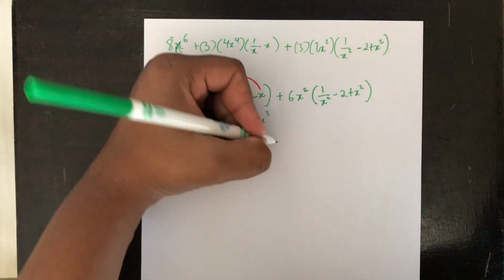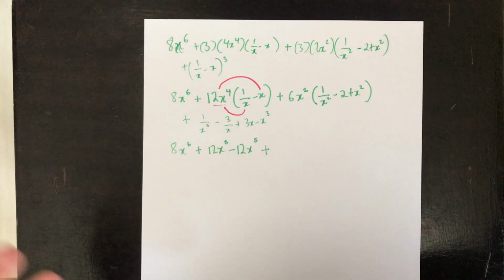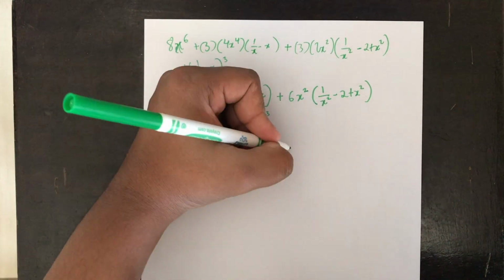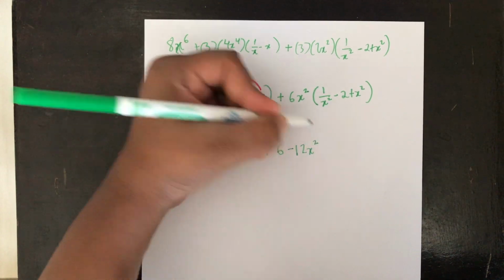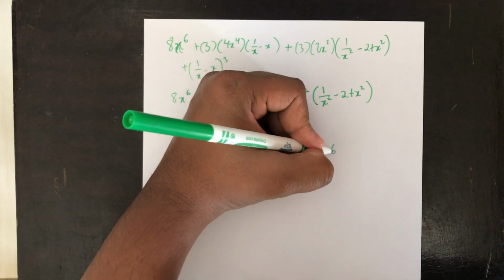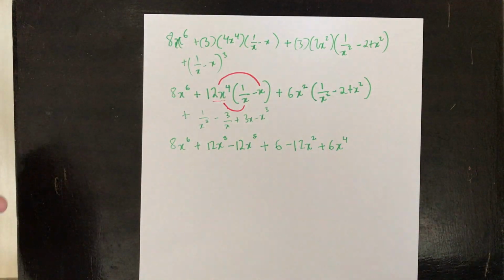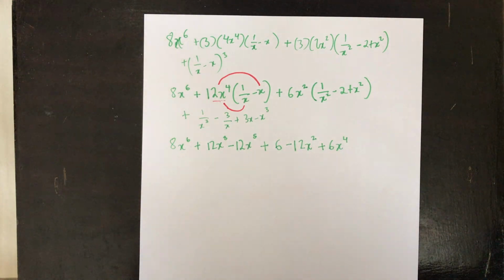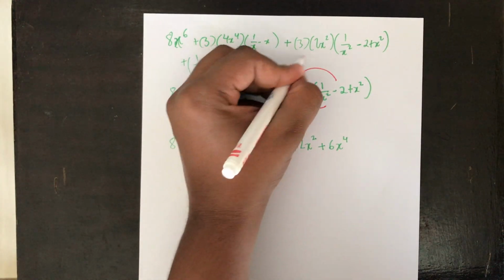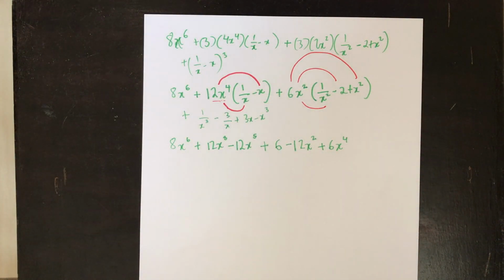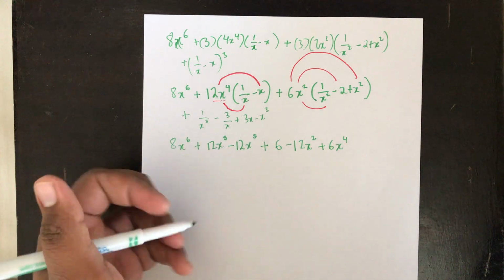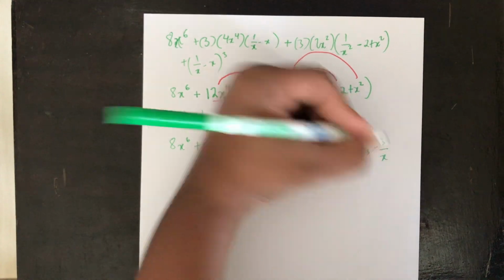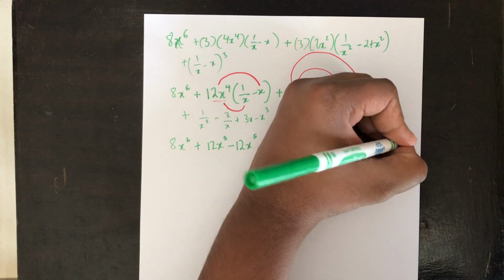Then I have plus 6x squared times 1 over x squared. Now because the x squared and x squared cancels out, I'll just have 6 minus 12x squared plus 6x power 4. So I've just multiplied each term of the bracket by 6x squared so that I'm able to get a value. And so I'll just add this bit here, plus 1 over x cubed minus 3 over x plus 3x minus x cubed.